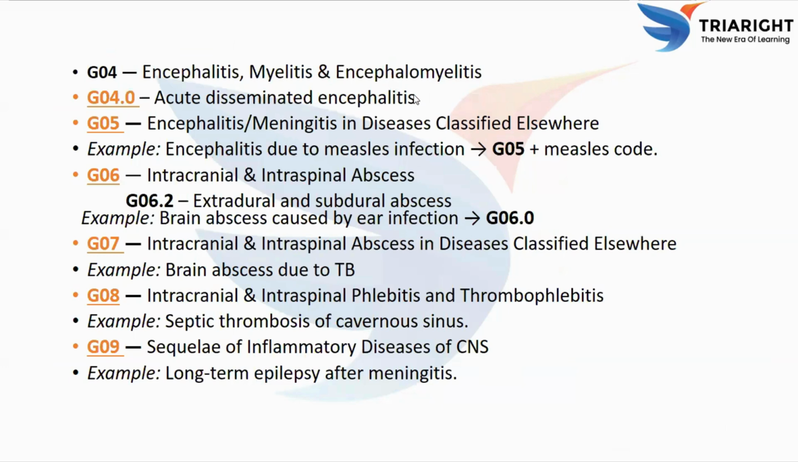So what do you mean? What do you mean by encephalitis? It's an inflammation of the brain. Myelitis, inflammation of the spinal cord. Whereas encephalomyelitis, it's an inflammation of both brain and spinal cord.